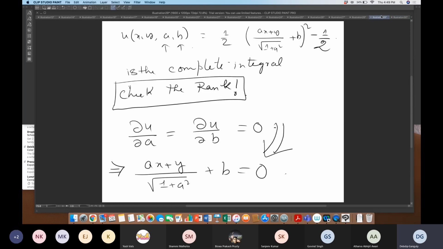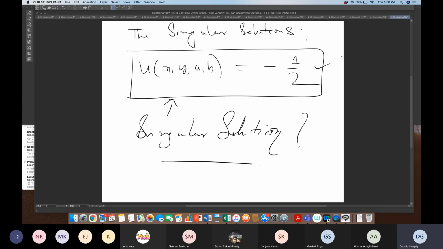What I can explain here: you have to just compute del u by del a equal to del u by del b equal to 0. You have to solve this equation. You will solve this equation, and it will be 0. If these two equations give you this 0, that means this part has to be 0. That means u equals minus half, and this gives you the singular solution.